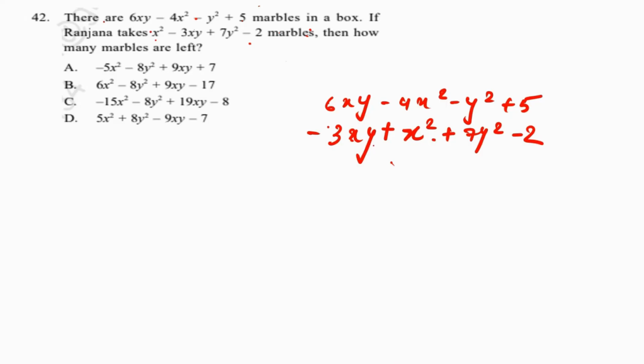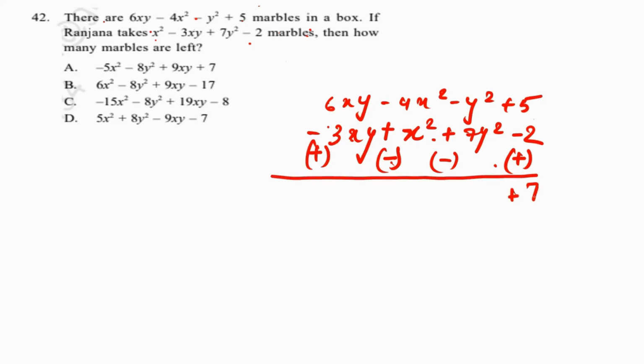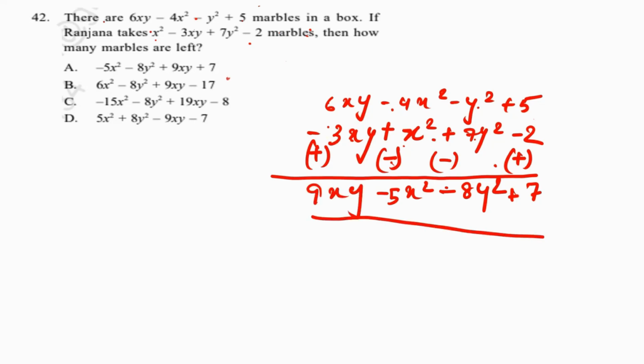Now, since we have to find the total number of marbles left, we need to subtract. This minus would become plus, plus would become minus, again plus would become minus, and minus would become plus. This is what has to be done. So plus 5 plus 2 is plus 7. Minus y square and minus 7y square is minus 8y square. Minus 4 and minus 1 x square is minus 5x square in total. And plus 6 plus 3 is 9xy. So 9xy minus 5x square minus 8y square plus 7. Option A is the answer.